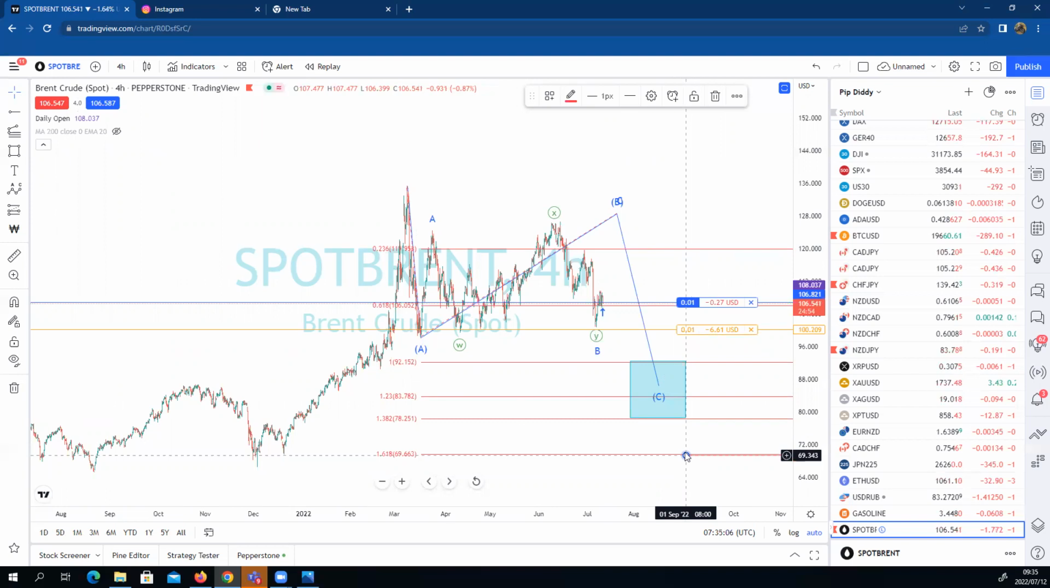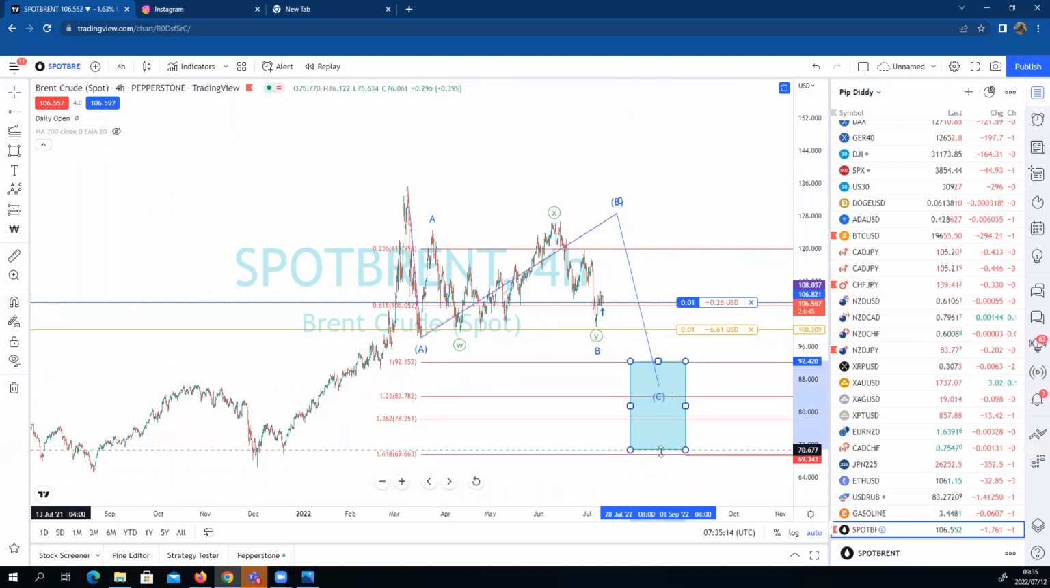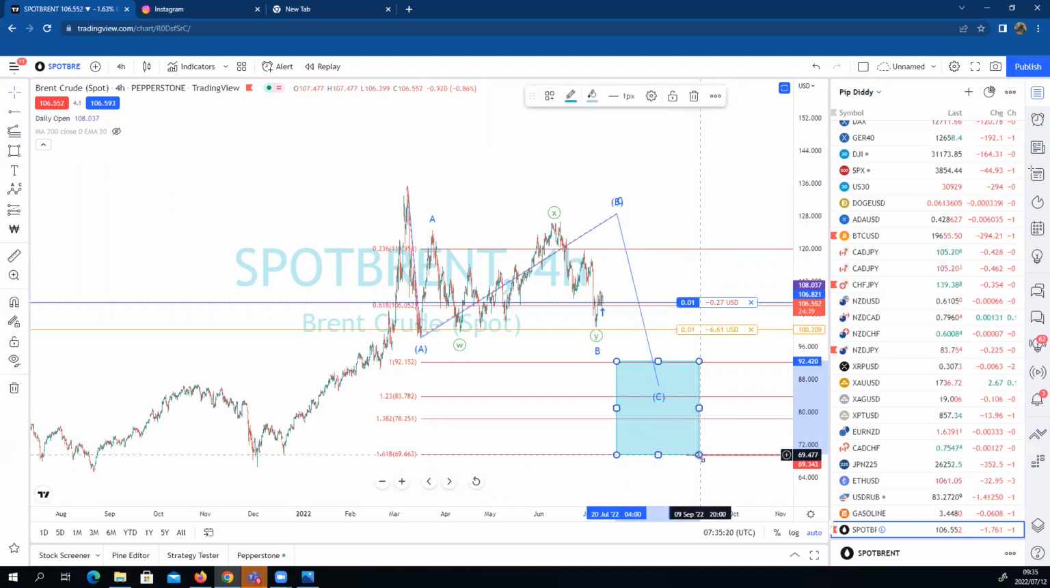So we wouldn't expect this correction to terminate anywhere here. Otherwise, it is going to invalidate the whole structure. So I normally like to extend my blue box, make it look nice, and come down up to the 1.618%. This is where I know I put my stop loss. And if my price is going to trade below, or even as soon as it touches that 1% level there, an aggressive move would be to take the trade straight away.